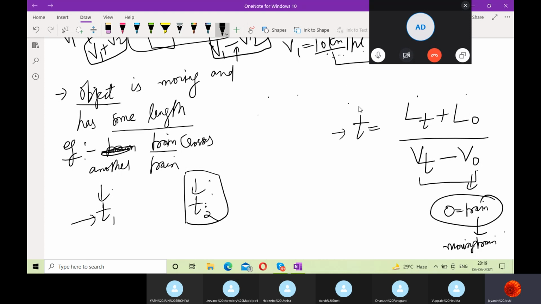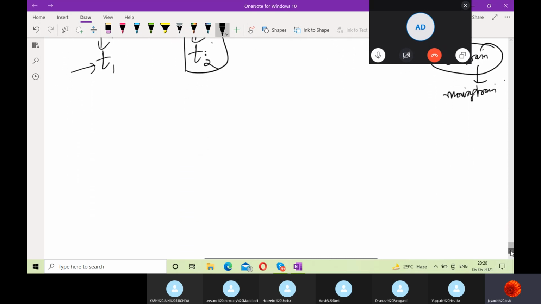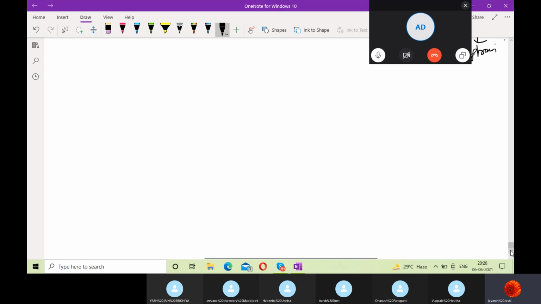With this you can get the time taken by a train to cross another train which has some length and is also moving with some speed. All these 4 formulas are very clear. I've given a small brief revision. Now you should solve these questions which I'm giving. Come on, this is your turn now.